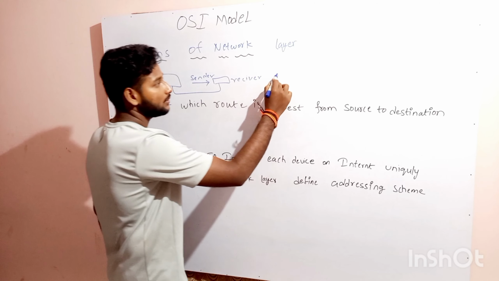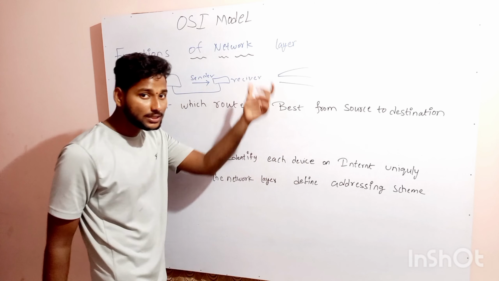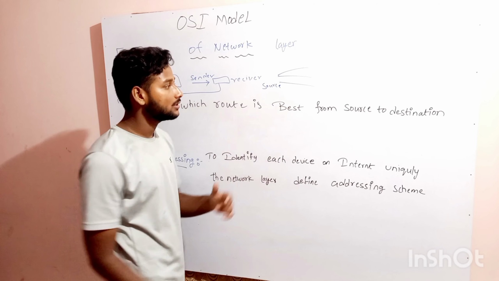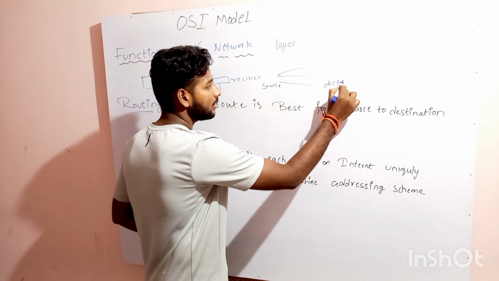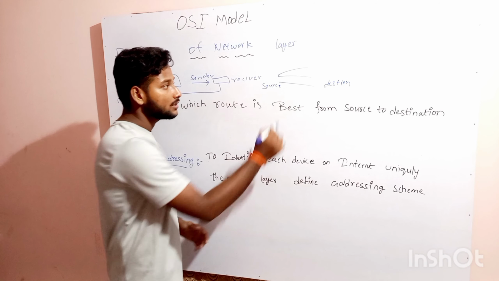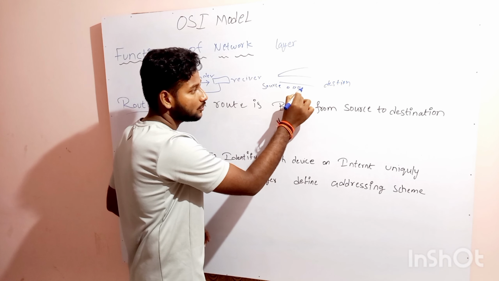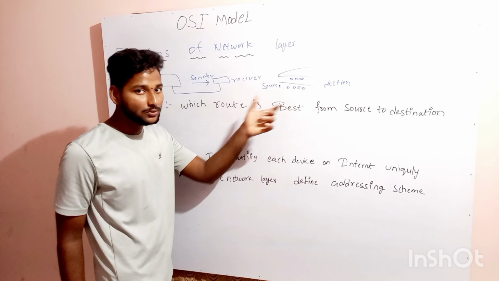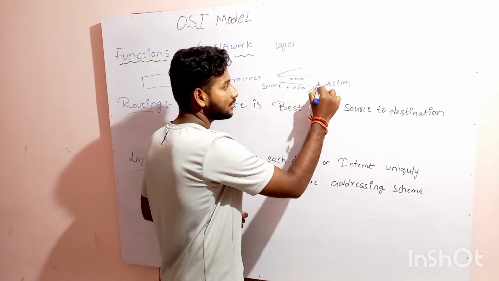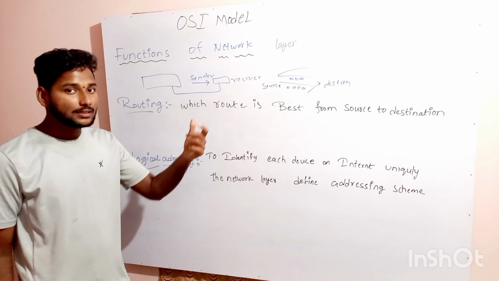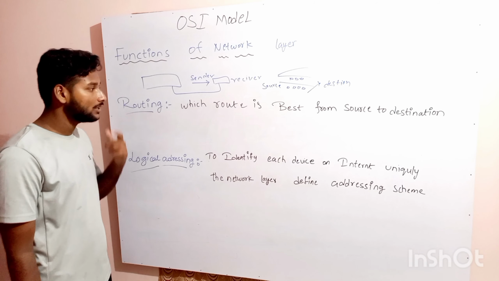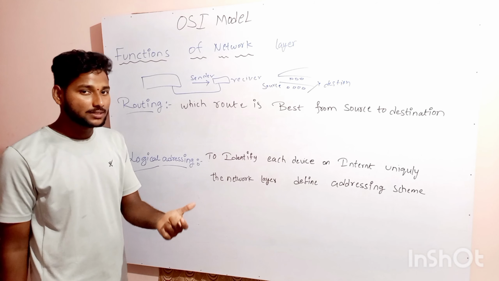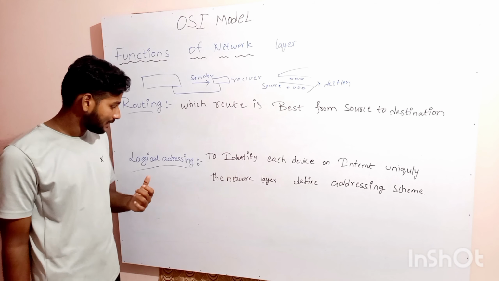For example, this is the physical medium. Which route is best from source to destination, or sender to receiver? For example, these two are the best. Some data packets are sent through one, and some data packets are sent through the other route. These are collected at the destination and received by the receiver side. Routing is the functionality which finds the best path to transmit the data.